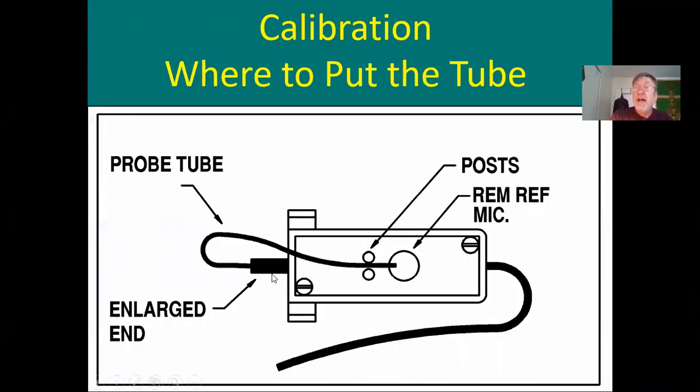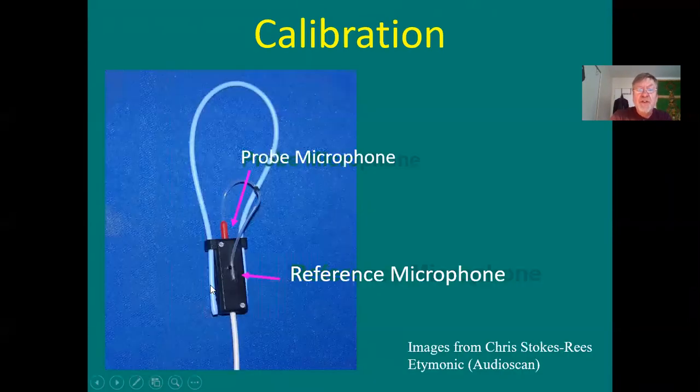Again, showing you in calibration, you lay the tube over and you'll actually put the tube between 2 little things that stick up, and they'll lay the tube between them so that the tip of the tube is laying on top of the reference mic, these little posts, okay? Here you can see those 2 posts too.